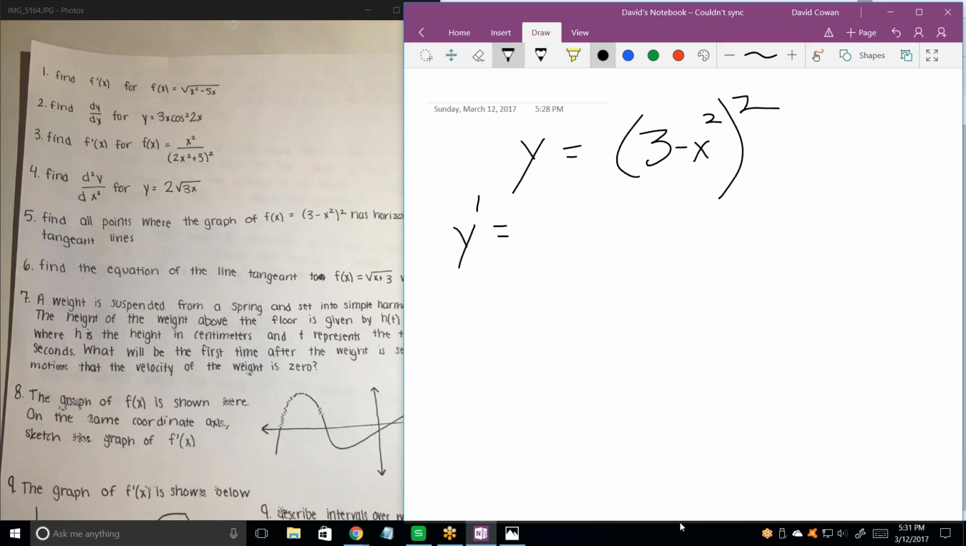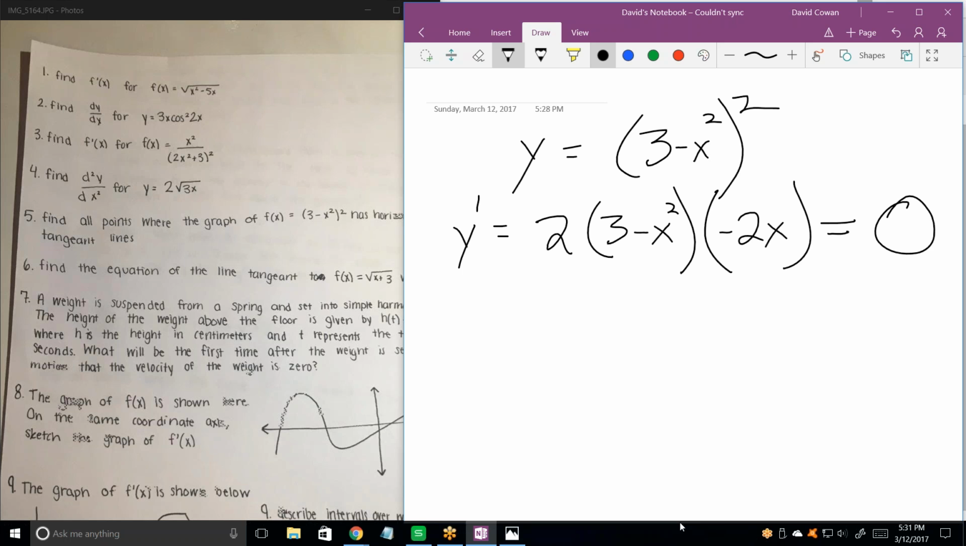So, 2 times 3 minus x squared times negative 2x. Okay, now, best way to solve that, if I set it equal to 0, what's the next best step?